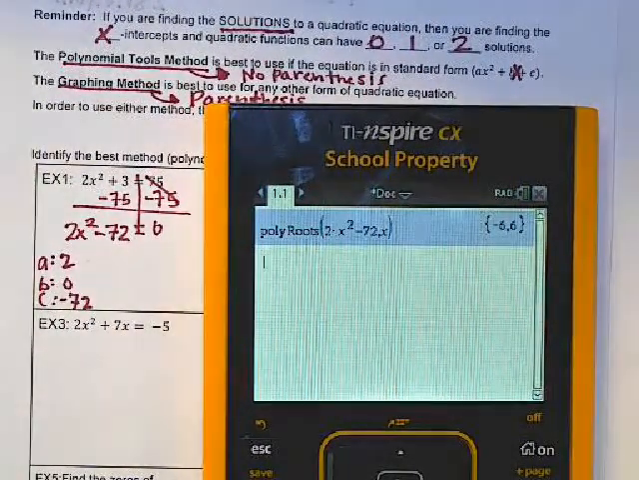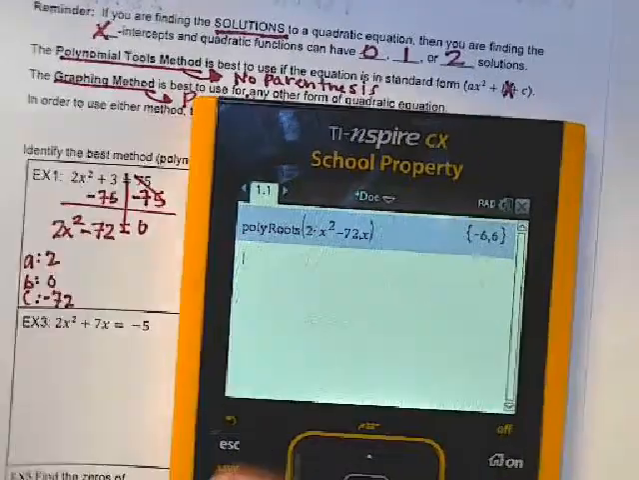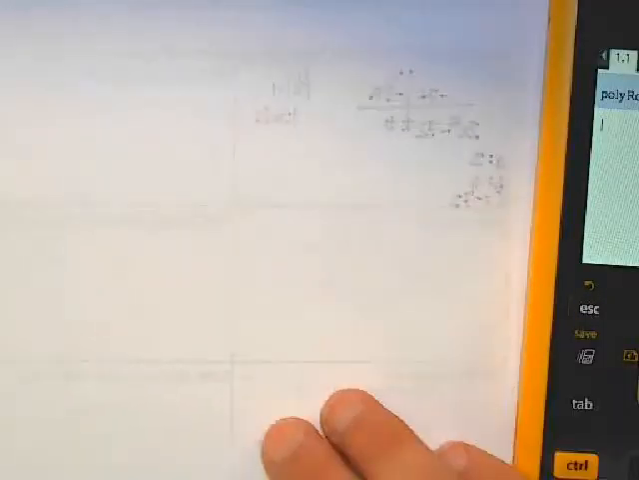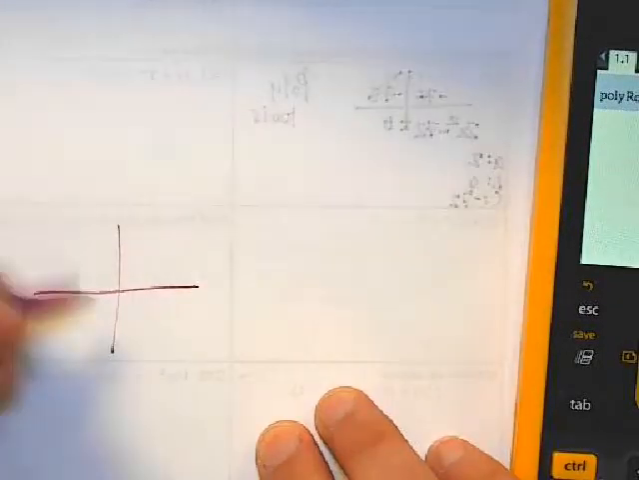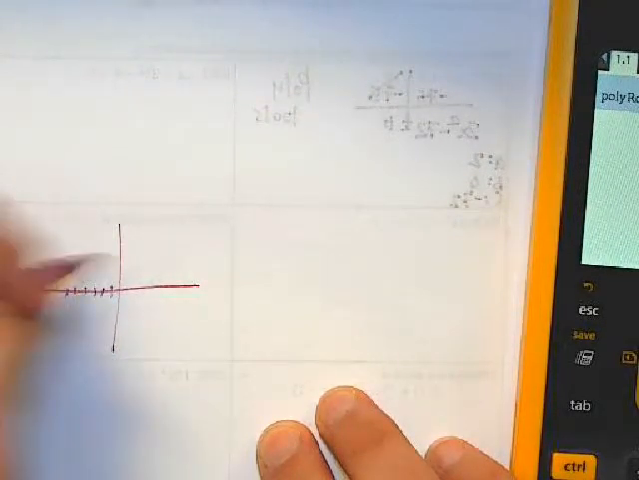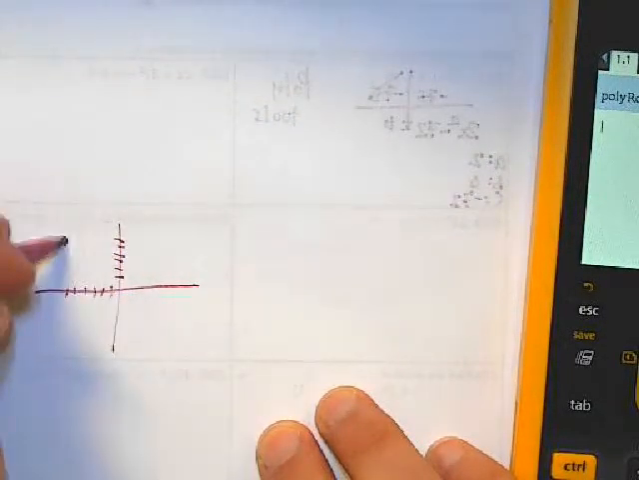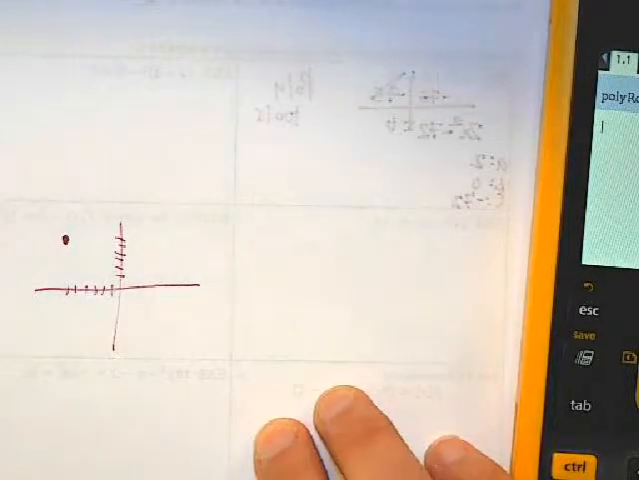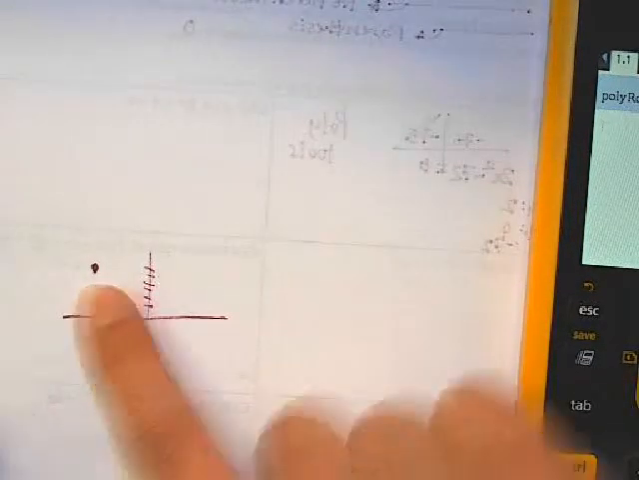Okay. So this pops up, right? What are we trying to find? Our x-intercepts. Negative 6, 6. If I was to plot negative 6, 6: 1, 2, 3, 4, 5, 6. 1, 2, 3, 4, 5, 6. Right here. Is that an x-intercept? No. Okay. Negative 6, 6 is not an x-intercept.